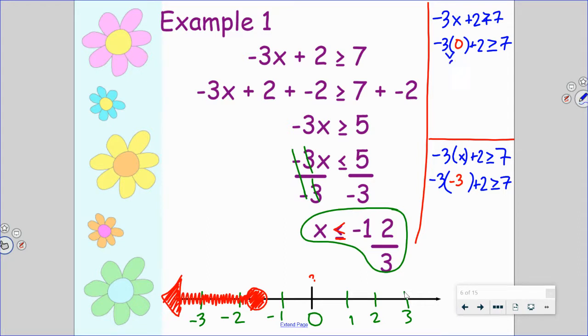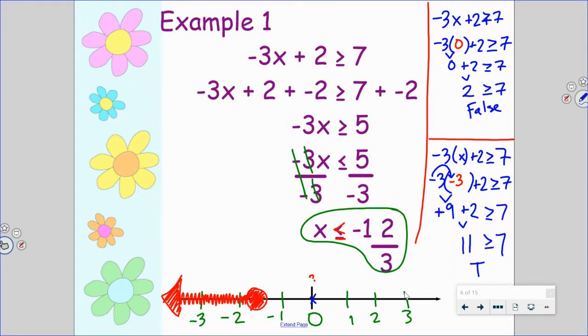Now, negative 3 times 0 is 0. 0 plus 2 is 2. So we ask ourselves, true or false: 2 is greater than, well, 2 is not greater than 7. 2 is not equal to 7. So this is a false statement. Therefore, numbers like 0 you would not shade in. It's not a solution. Meanwhile, negative 3 times negative 3 would be negative... No, Mr. Cowan, the opposite of all those negatives would be positive 9. And 9 plus 2 is 11. So true or false? Well, that's a true statement.